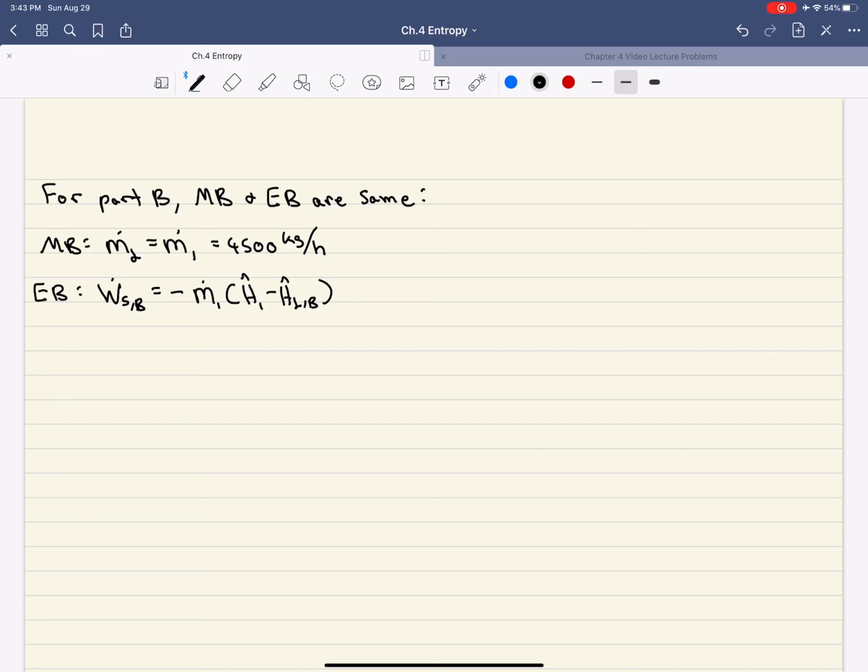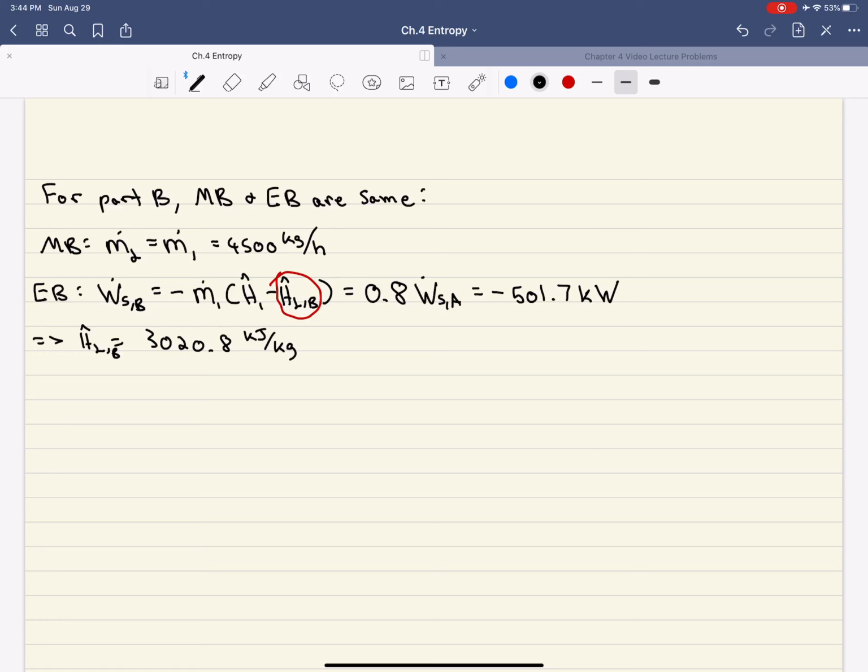To figure out the shaft work, it's fairly straightforward. We know that's only going to be 80% of the maximum shaft work, which is what we solved for in part A. And that turns out to be 501.7 kilowatts. Now that we have the shaft work, really our only unknown is H2B. If we solve for H2B, we figure out that it's 3020.8 kilojoules per kilogram.